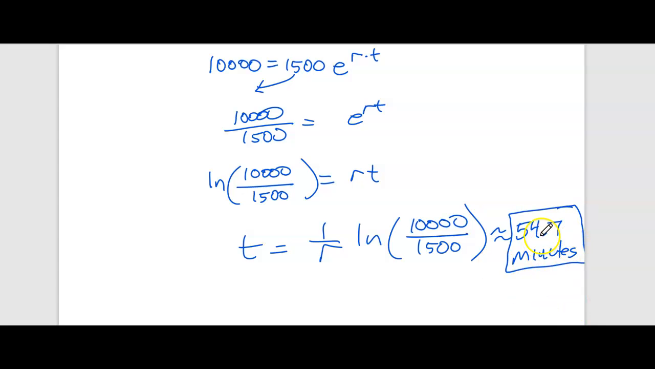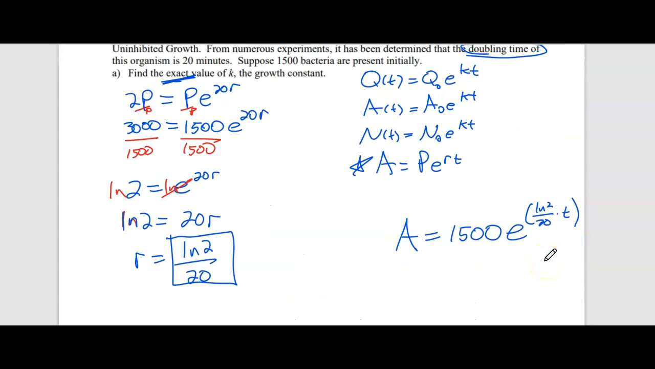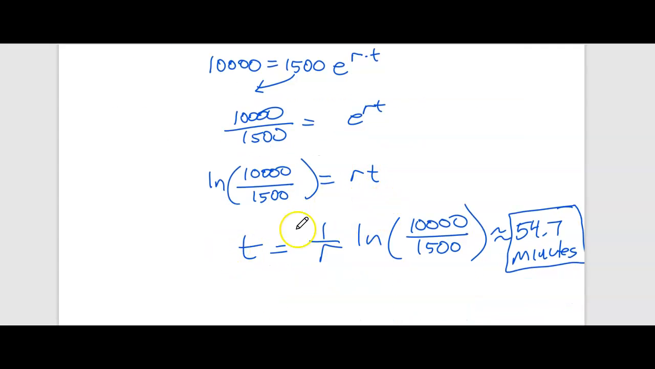Okay, as far as the unit minutes goes, all the way back up here, by using the 20 minutes, the growth rate is now a per minute rate. So this R is per minute. And so by using this R, which is per minute, we get the time as minutes. Okay, that's it.